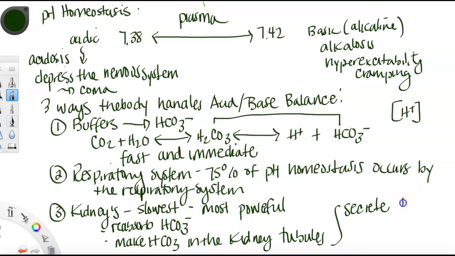And it can also secrete and retain hydrogens. Okay, so the kidneys have the ability to dump hydrogens in the urine, put it into the filtrate, and let it go into the urine, or it can reabsorb it and put it back in the blood. Okay, so we've already talked about the first two, so we're going to talk about exactly how the kidneys deal with pH homeostasis.